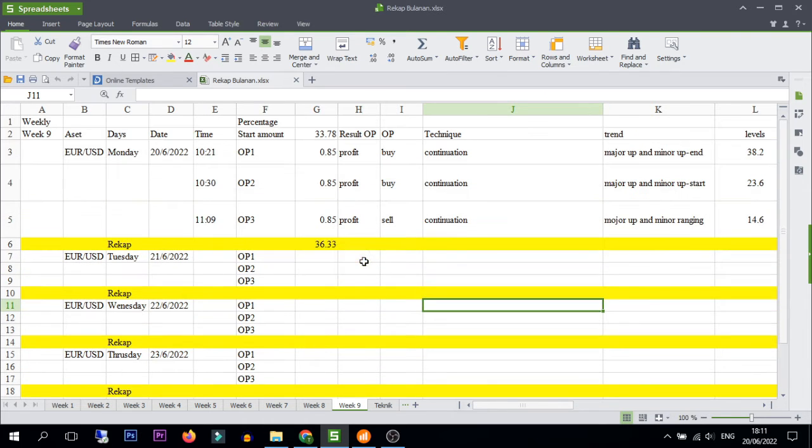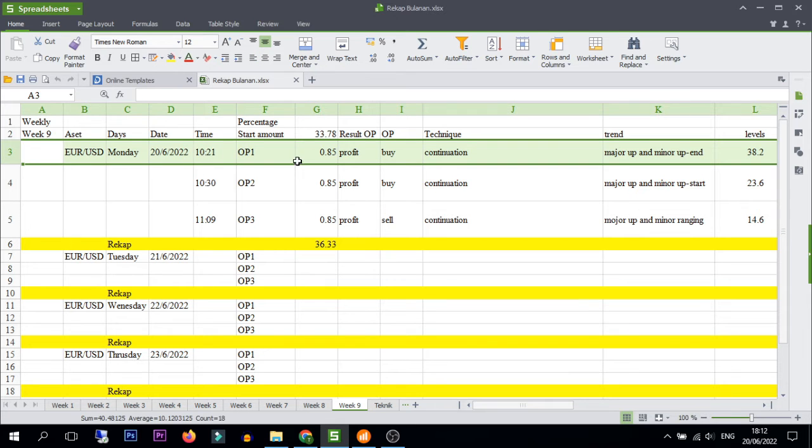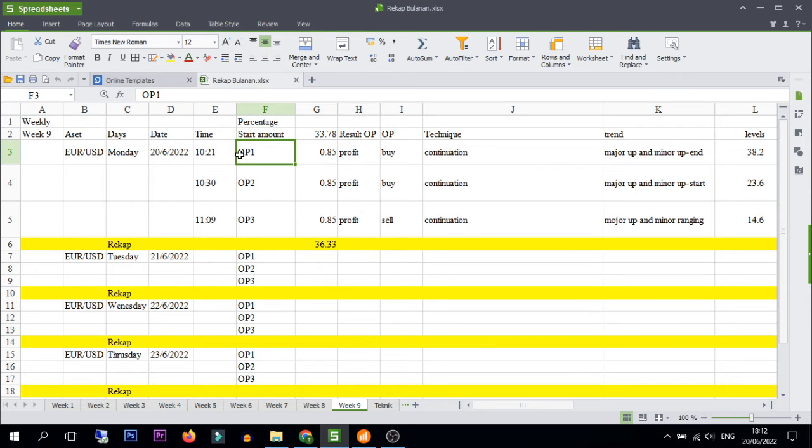Let's just discuss this one, the first open position. So op1 is like open position, and the result was that.